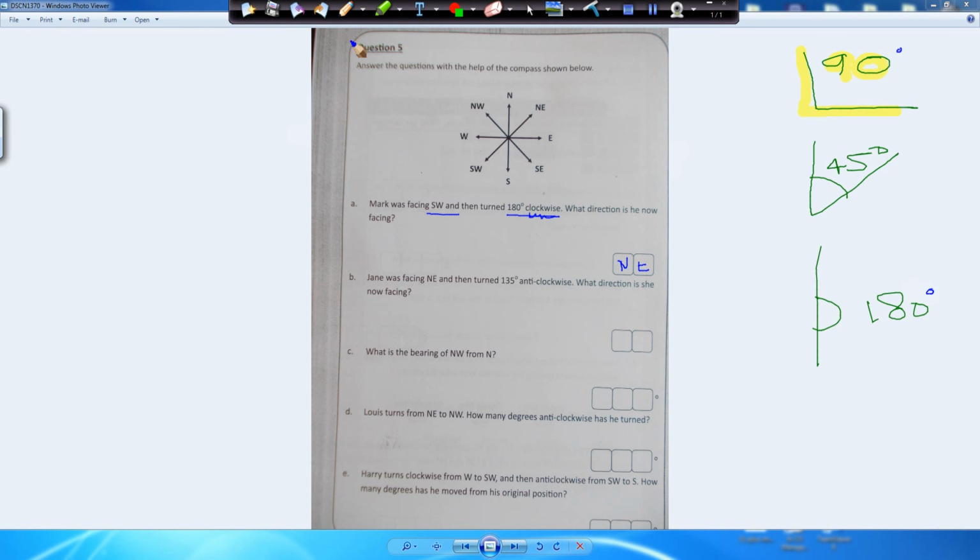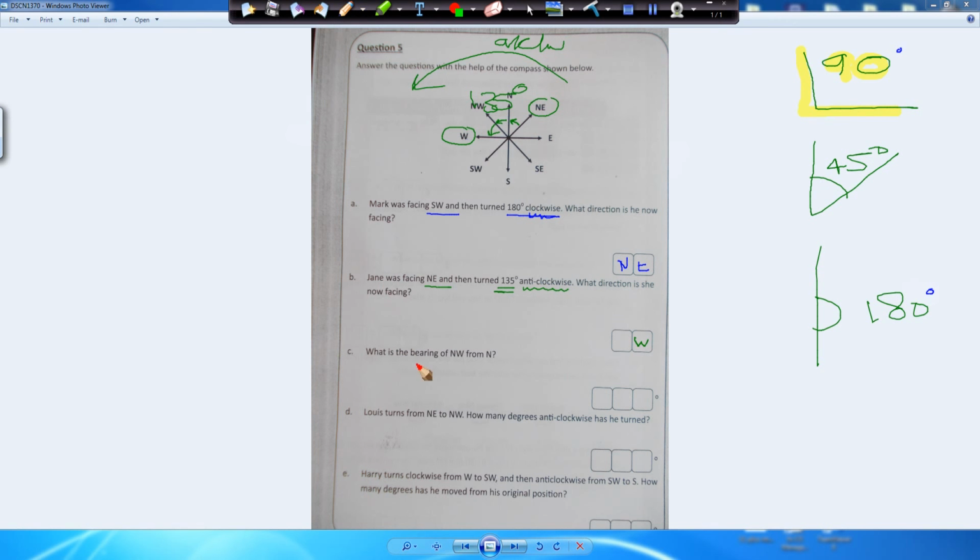Next question. It says Jane was facing northeast. Where's northeast? There it is. And then turned 135 degrees anti-clockwise. Let's remember, clockwise was this way, and anti-clockwise is the opposite direction. So we travel in that direction, which is anti-clockwise. Now 135 is made up of how many 45s? Three. So we move 45 first, then 90, and one more 45 gives you 135. So what direction will you be facing now? West. 45, 45, 45. Altogether the angle is 135. Done.